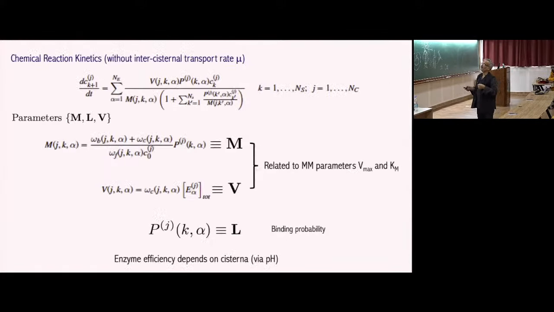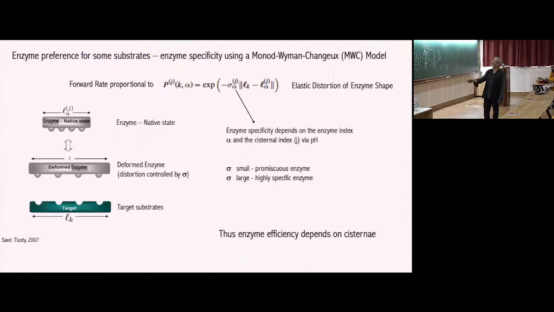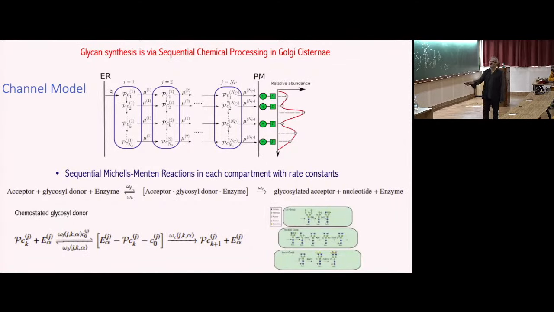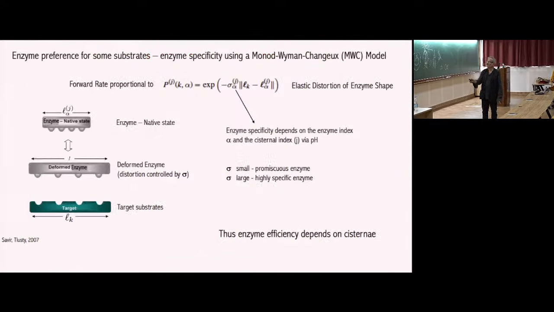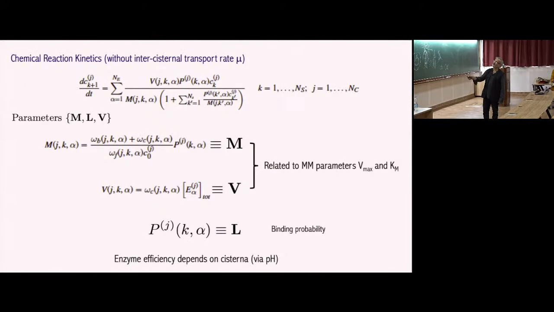Okay, so now given the features that I discussed, now it is time to write down what the chemical reaction kinetics is. And this is the chemical reaction kinetics, which follows from this set of reactions, right? This is mass action kinetics. Okay, and this is what you get. Okay, the change in CK. K is the kth species, the reaction which goes from 1 to Ns. J is the cisternal index, which goes from 1 to Nc. Okay? And how does that change in time? It has this standard Michaelis-Menten form. Looks more complicated than the Michaelis-Menten, but this is the standard Michaelis-Menten form.